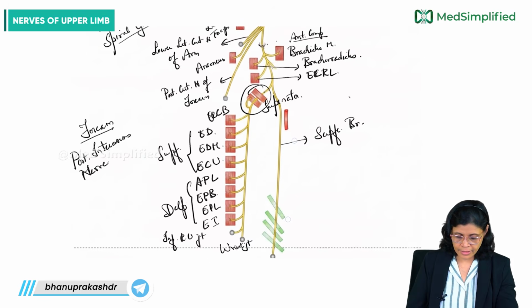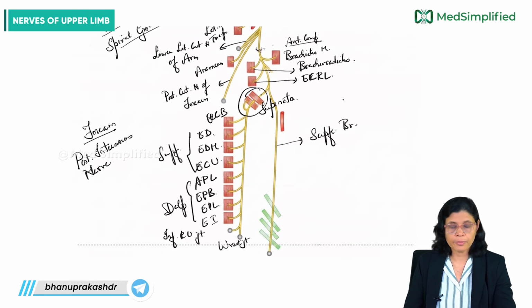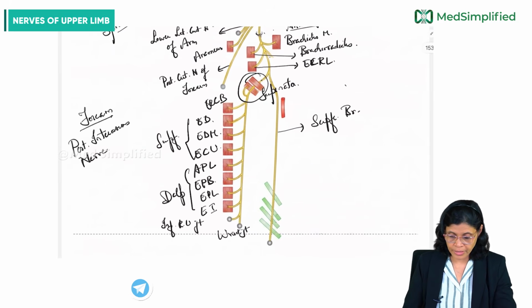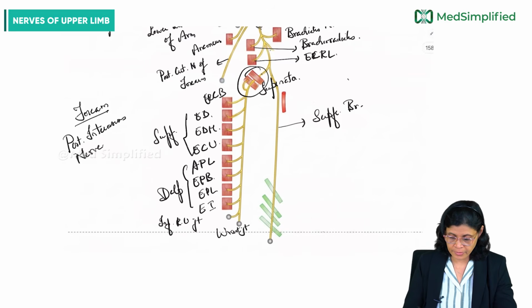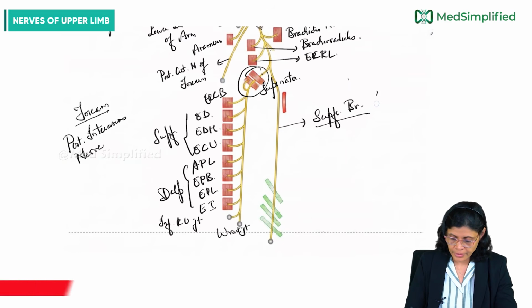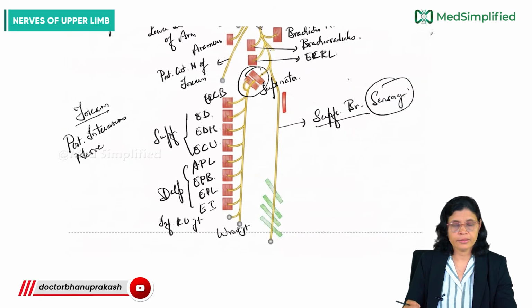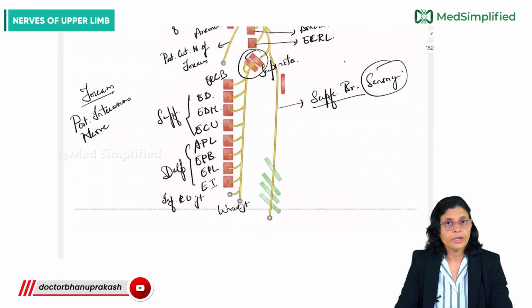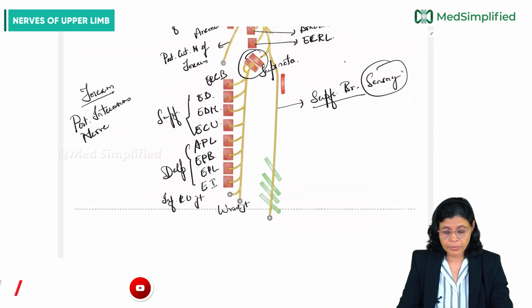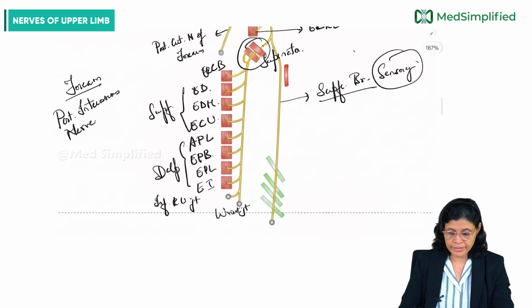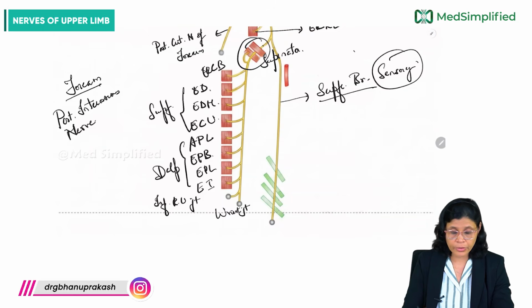So that is the course of the posterior interosseous nerve. Whereas when we see the superficial branch, the superficial branch is mainly sensory, so it will not supply the skin over the forearm. It runs downwards across the supinator, the pronator teres muscle, then the flexor digitorum superficialis muscle, and deep to the brachioradialis along the lateral aspect.